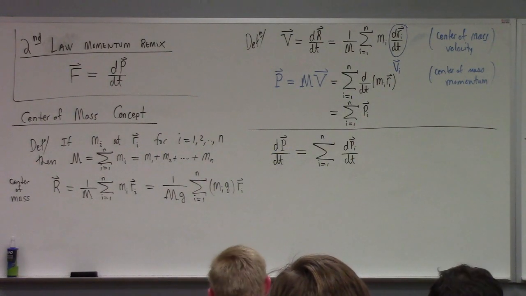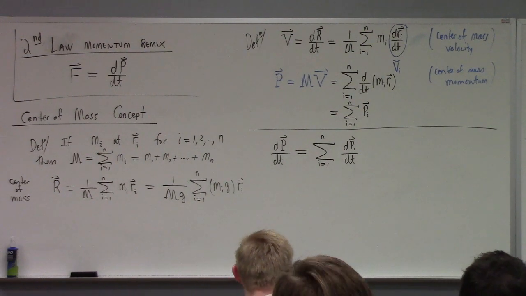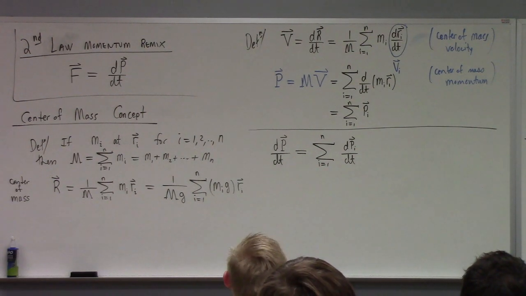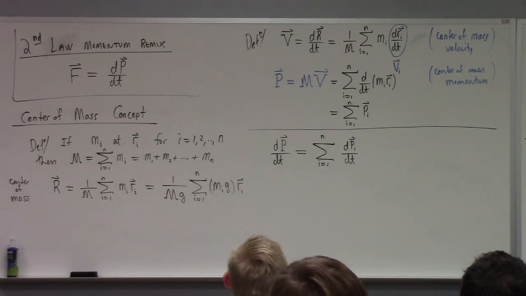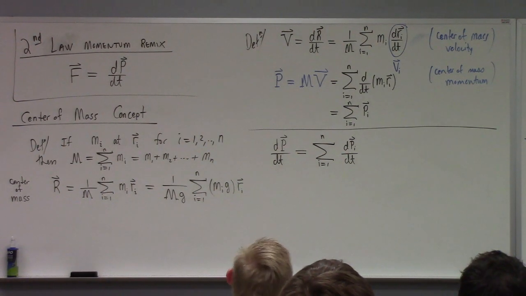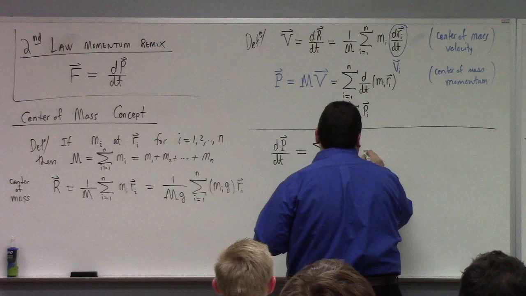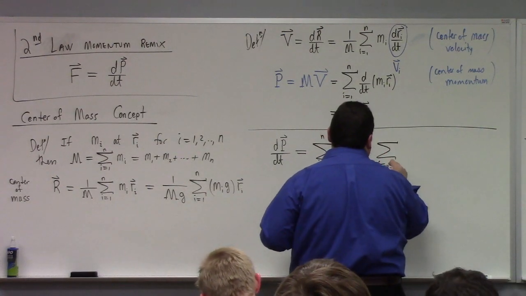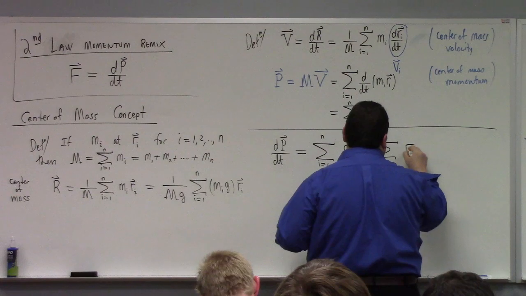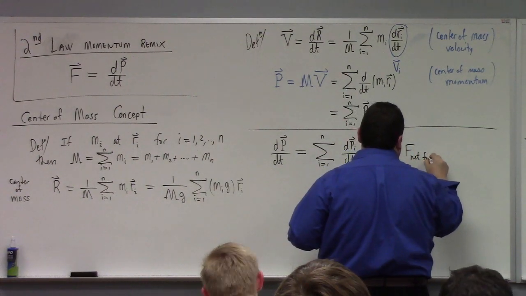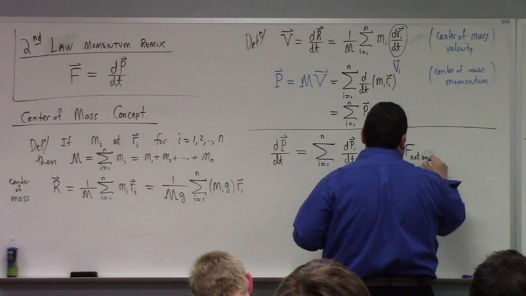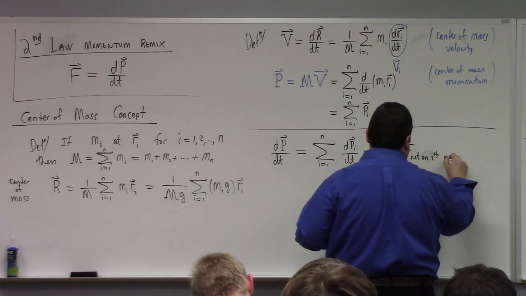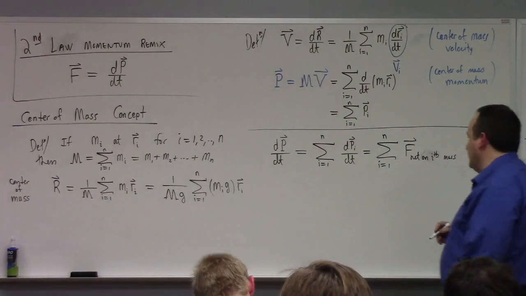All right? But what is dp_i/dt? What did we talk about earlier today? We talked about Newton's second law, right? For a constant mass, which we're assuming these n masses are, that has to be equal to the net force on the ith mass. So this right here is equal to the sum, i equals 1 to n, of the net force on the ith mass, for lack of a better notation.